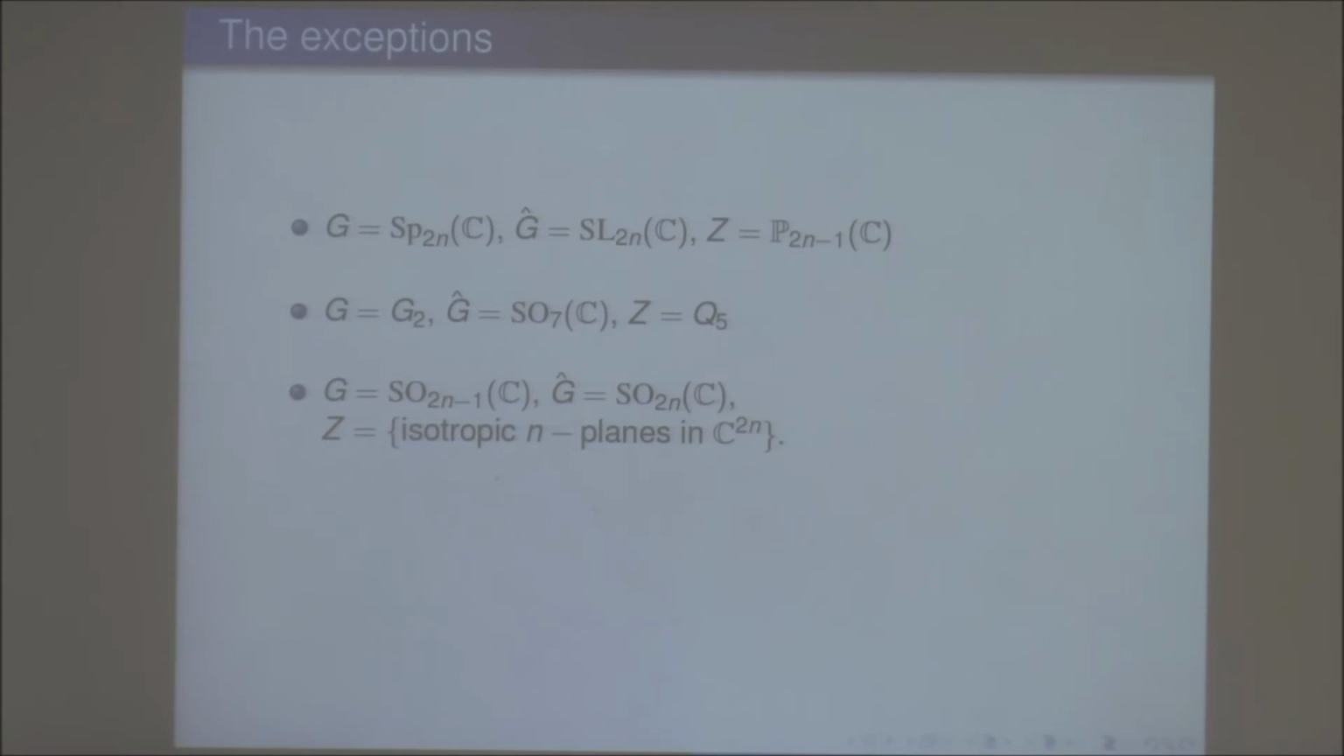And then there's this family of examples where I had to work a little bit actually. The small group is SO(n-1), the big group is SO(2n). So this has to do with the Dn thing at the end. This big group is SO(2n), and the manifold is the isotropic planes in C^2n. So these are the exceptions.